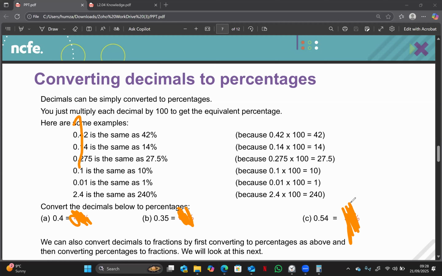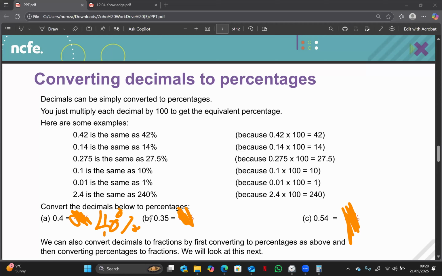So what do we do for this, guys? How do we convert 0.4 into a percentage? What does it say here? If you read the top, you multiply each decimal by 100 to get the equivalent percentage. So how would we make 0.48 into a percentage? Multiply by 100. Exactly. And what's the answer? 40. So the answer would be 40%.